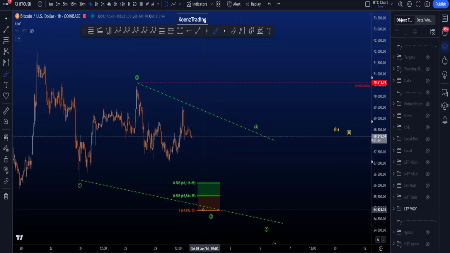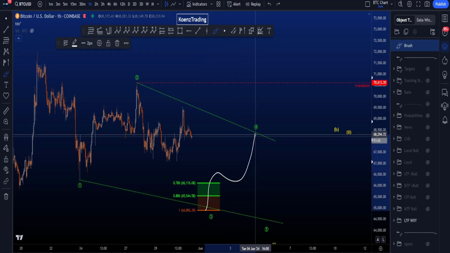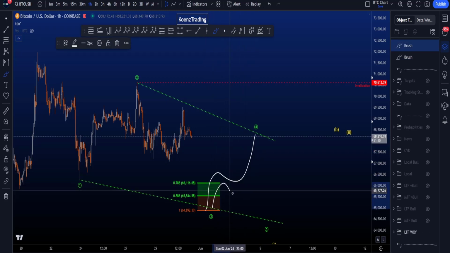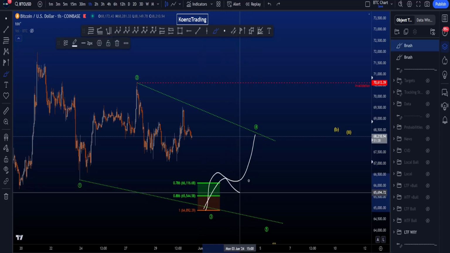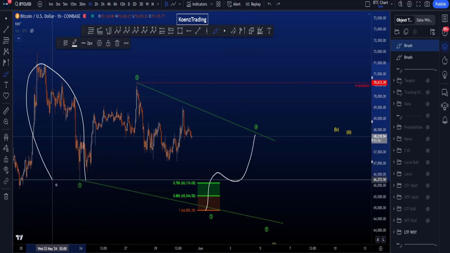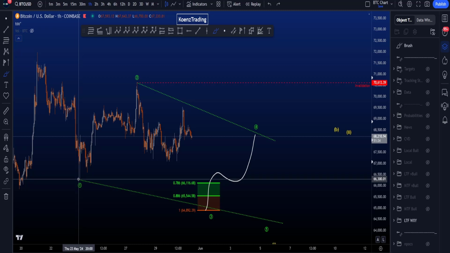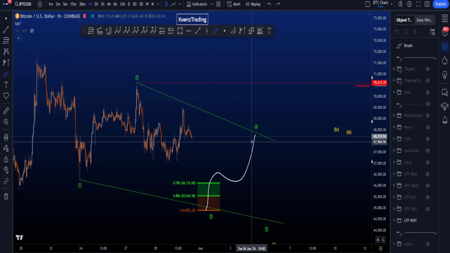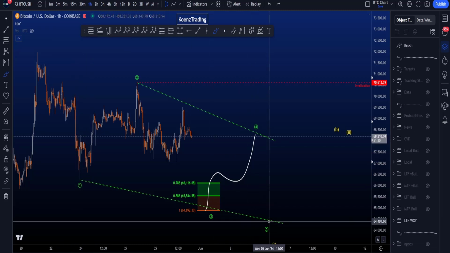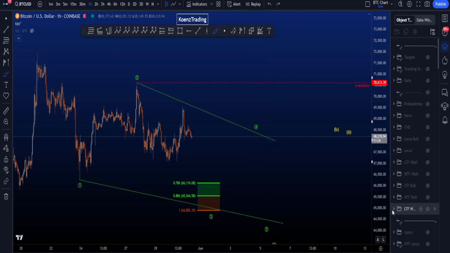After wave 3 is finished, we are looking for a wave 4 to the upside, a zigzag structure, preferably a wave A, B, C or a W, X, Y, overlapping with the price action of your wave 1, so moving above 66.3k, and then see one more leg to the downside in a wave 5.